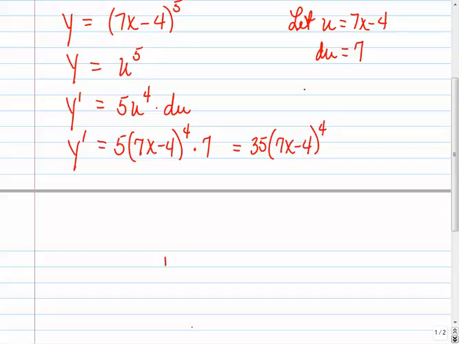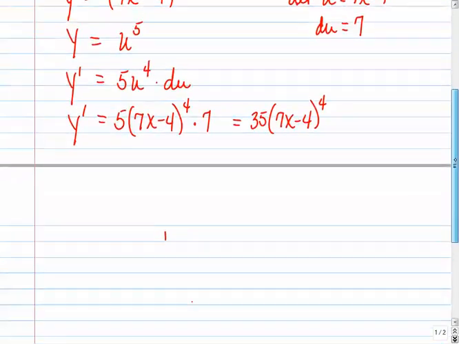So we took the derivative of the outside function, which is the power, and then we multiplied it times the derivative of the inside function. So that's how the chain rule works. So let's look at a couple more.